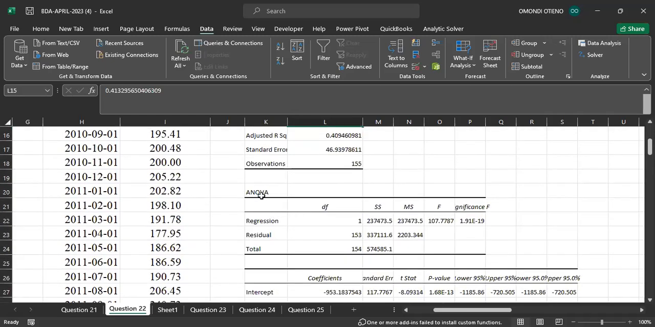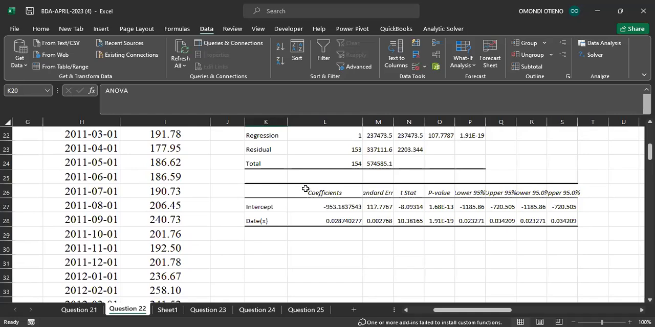Then ANOVA, analysis of variances. We have regression, these ones here. Okay, coefficients. The section of coefficients. Here it is. Intercept. You remember the term intercept. When x is equal to 0, what is the value of y? This is now the value of a. X, this is the slope of the curve, 0.02874. So that's what you are required to do.